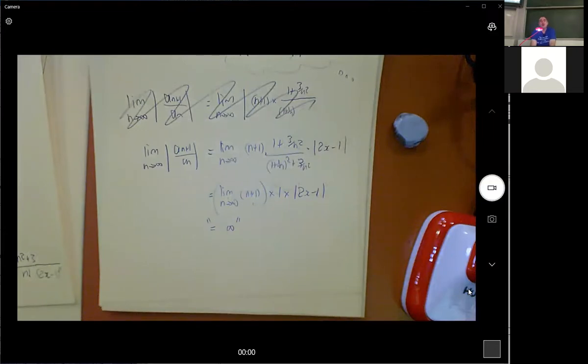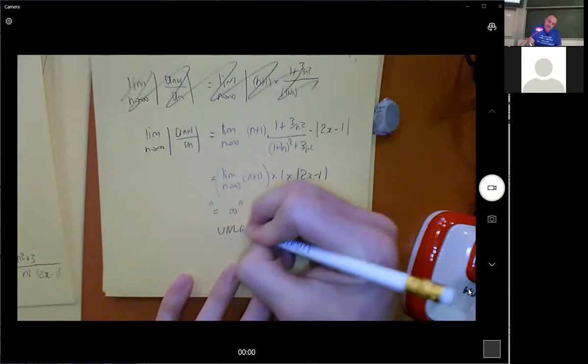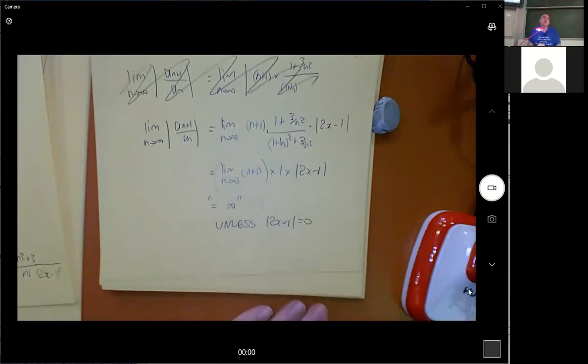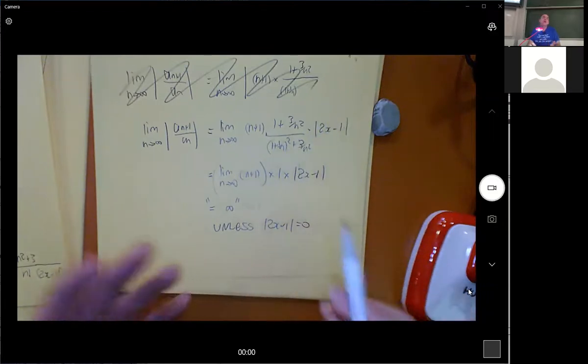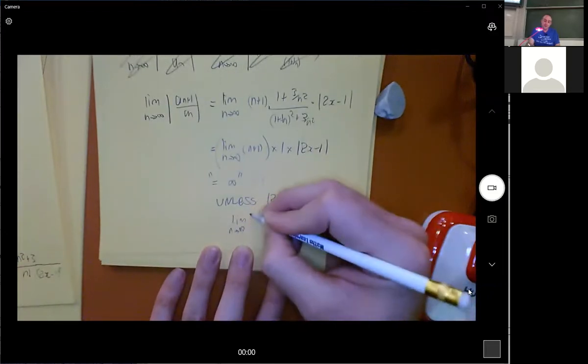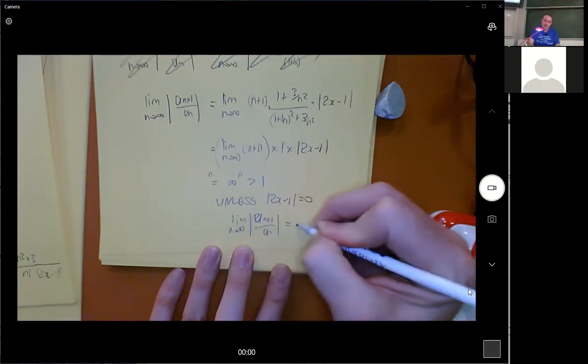That means there is only one value of x that will make this less than 1, because infinity is definitely greater than 1, right? Unless 2x minus 1 is 0. Because we technically multiplied by this before we did the limit, and if we multiply that by 0, we'll get the limit as n goes to infinity of a_(n+1) over a_n being 0, which is less than 1.